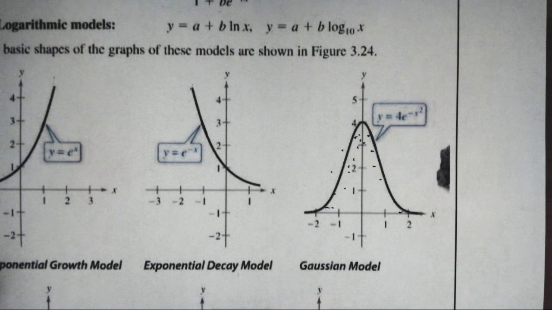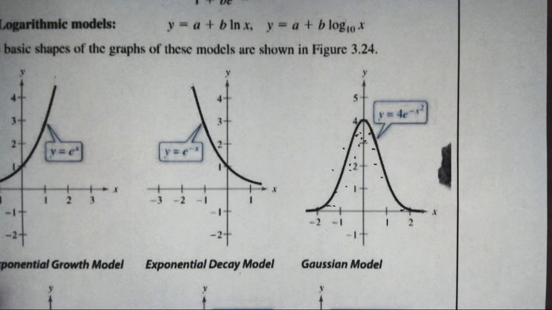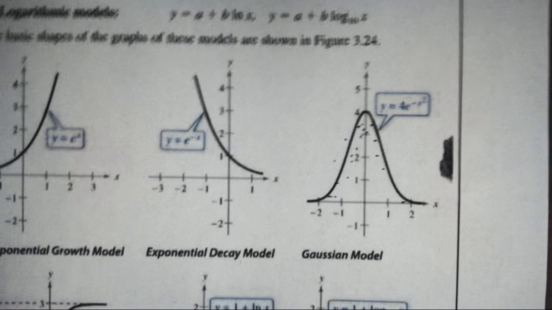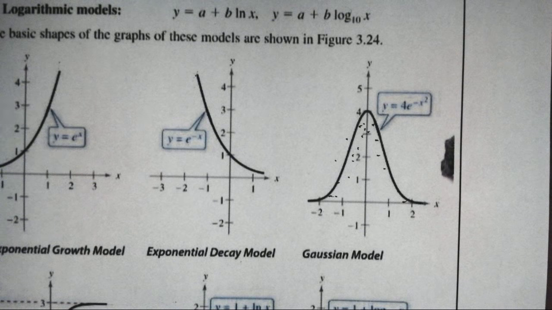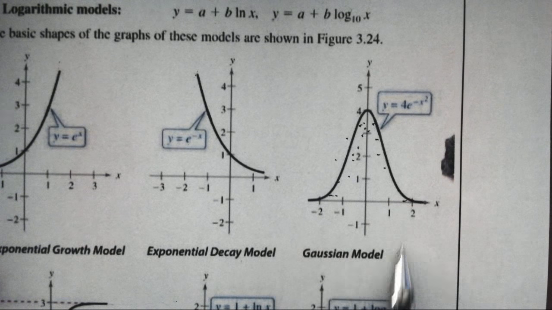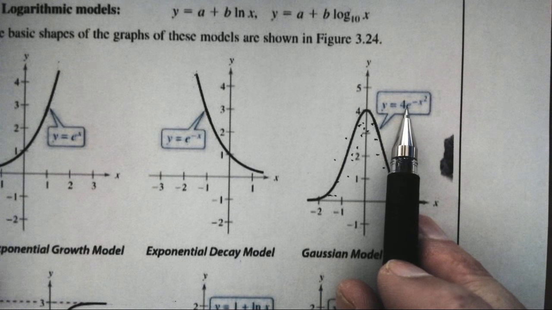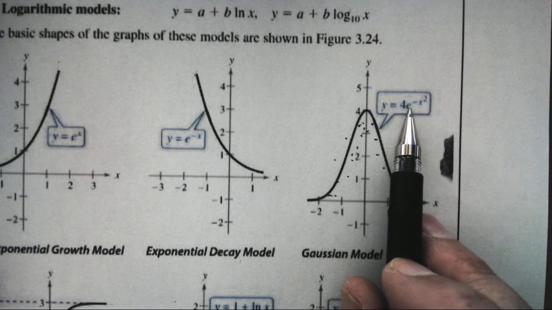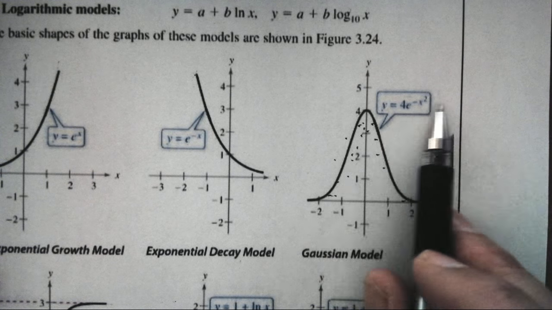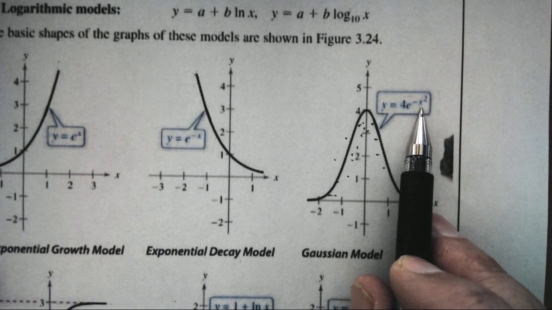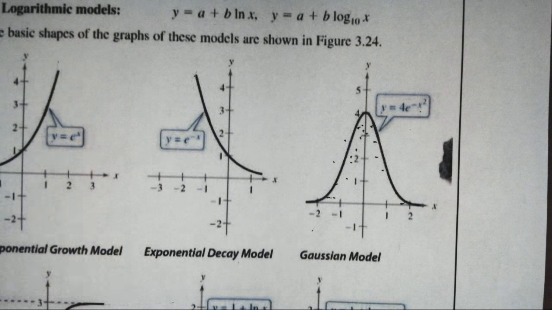Those of you that are going to be moving into a statistics environment, and probably most people in this class, I almost venture to say everybody will take a statistics course at some time in their college career, if not high school. This Gaussian model is what gives us this bell curve. It doesn't have to be 4e to the negative x squared, but we get that negative x squared term up here. That's pretty much a dead giveaway that we may be dealing with a statistical bell curve type problem.